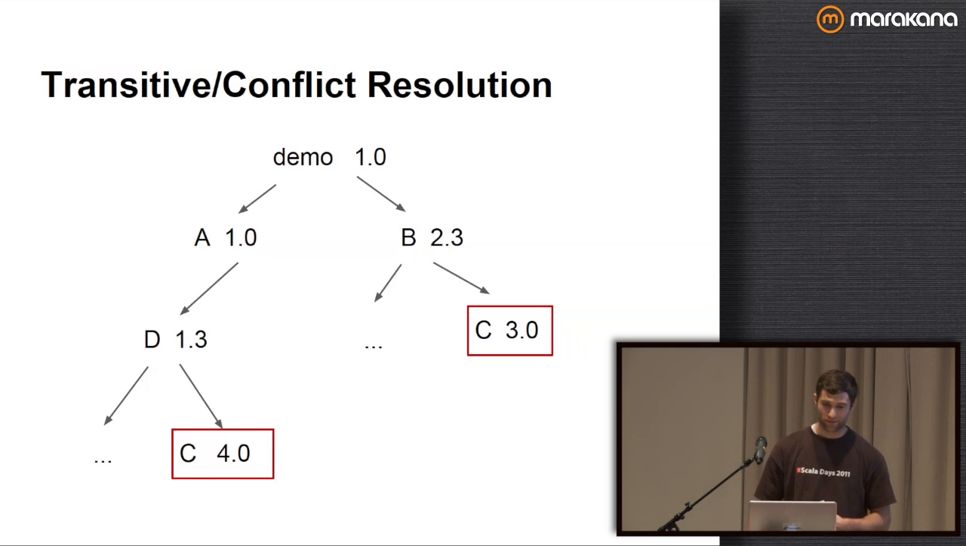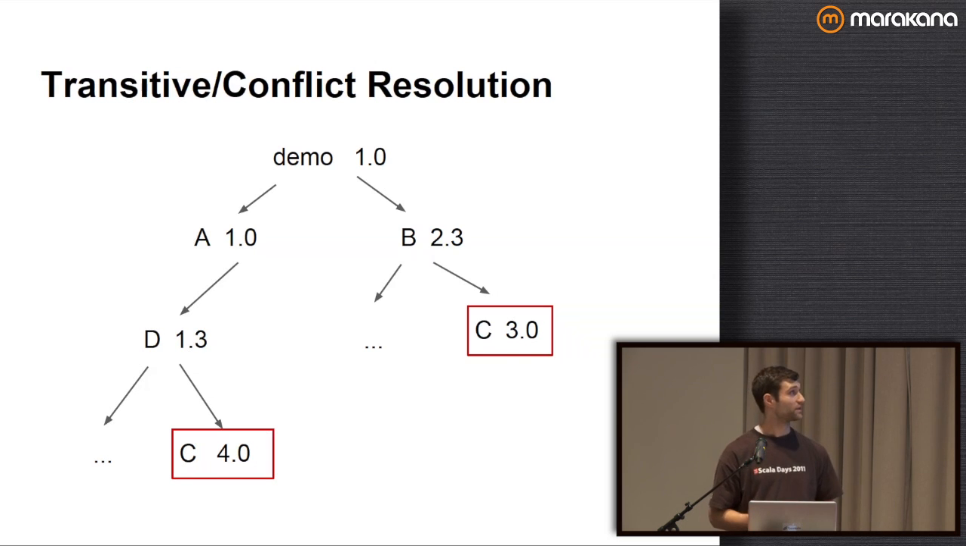So this is just really basic. You have a project, let's call it demo 1.0. You use another project A, another project B, another project D, and somewhere these have pulled in two different versions of some project C. You have C 3.0 and C 4.0. And well, what do you do now? Because you don't want both of those on your classpath. One will shadow the other. If anybody says OSGi, we're not talking about that here.